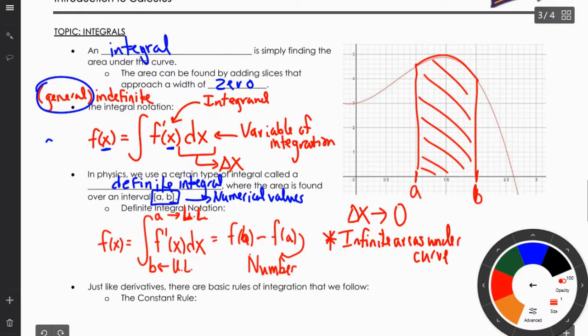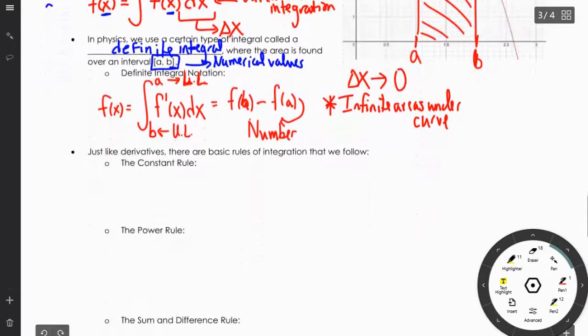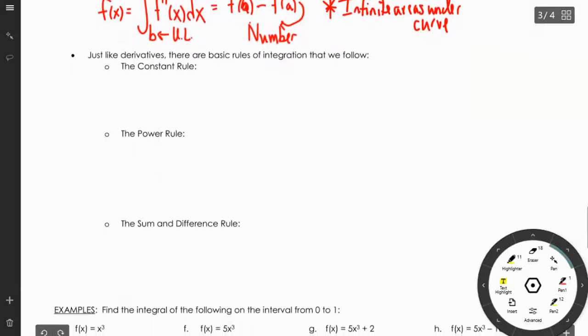Okay, so when you do a definite integral, now you actually find a specific number, a specific area that is associated with that interval. Now, again, just like with derivatives, we only have a handful of rules that we really have to worry about in physics. So the first one is the constant rule. If I take the integral of a constant, the only thing that happens is it's going to be the constant times the variable.